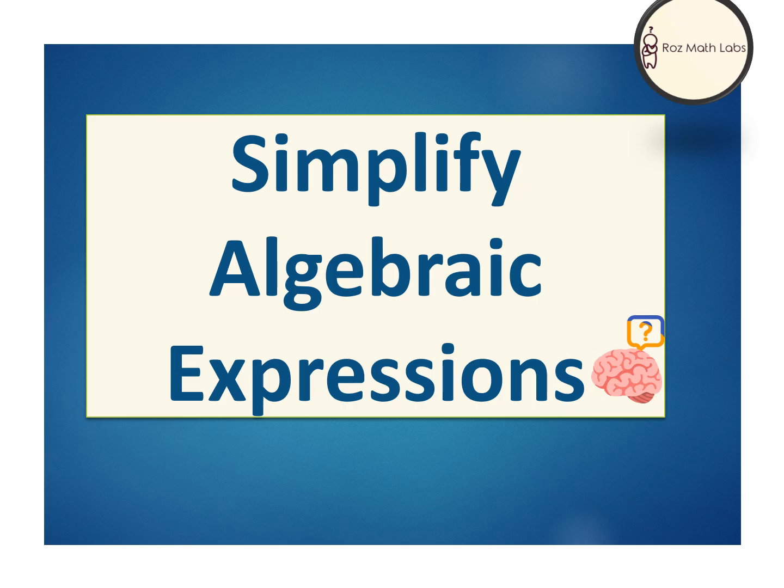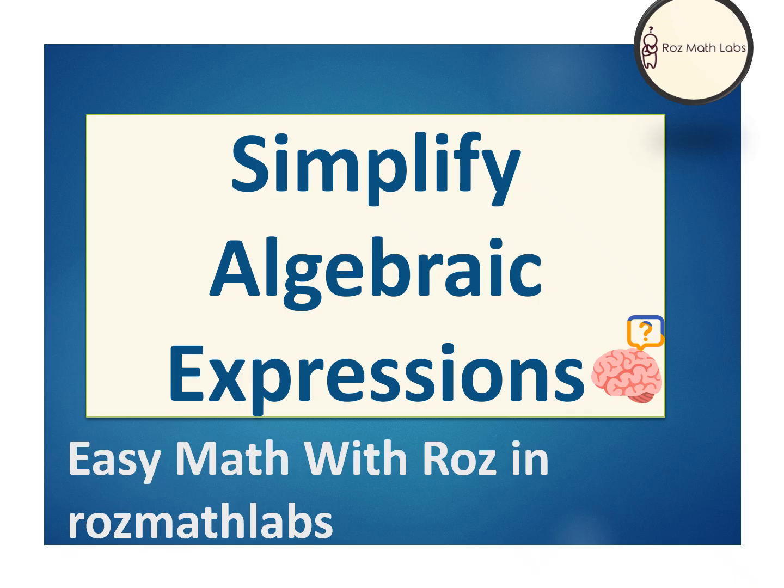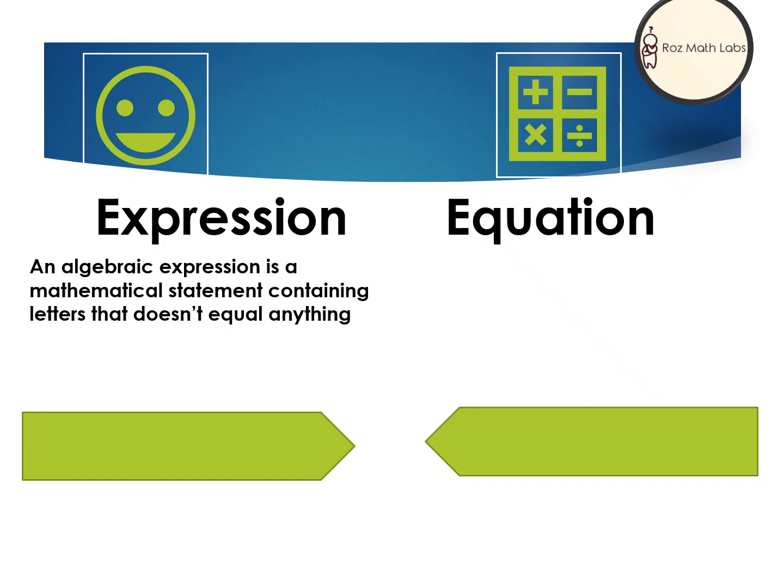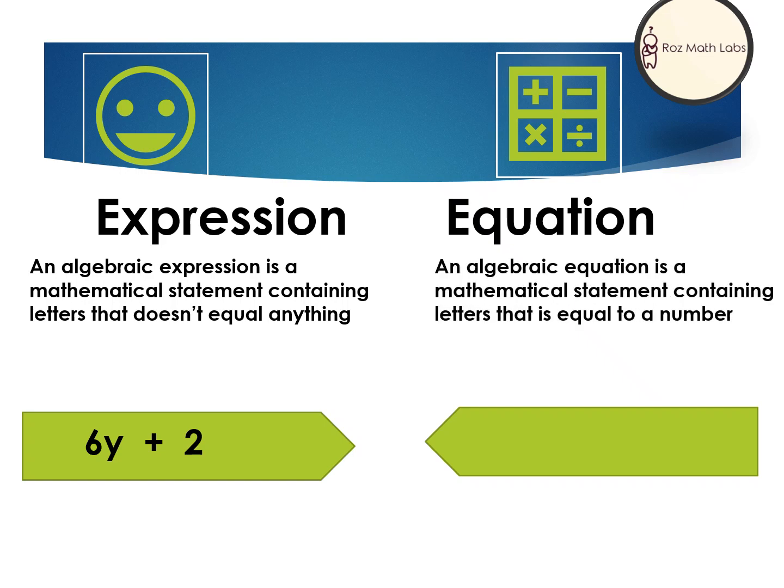Let's learn how to simplify algebraic expressions in my channel Rose Math Labs. So let us see the difference between expression and equation. An algebraic expression is a mathematical statement containing letters that doesn't equal anything. For example, 6y plus 2. It is an expression made up of two terms, 6y and plus 2. Doesn't have any equal sign.